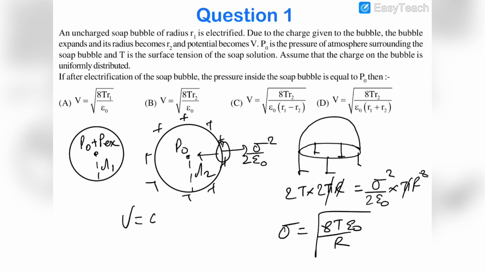And V is sigma r by epsilon naught. So V will be equal to under root of 8 r T by epsilon naught, and r is r2 obviously, because after electrification the radius of the bubble is r2. So the correct answer is B. Now we move on to the next question.